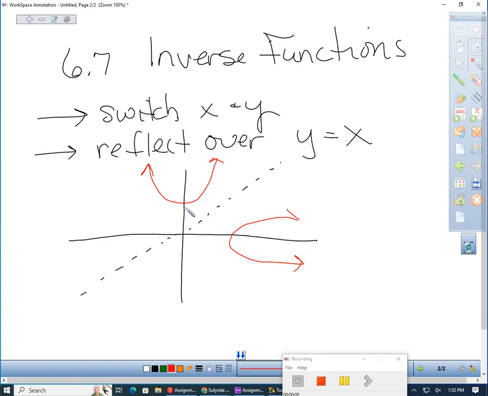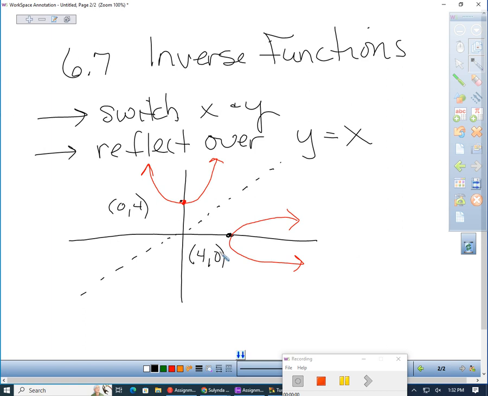So for example, let's say the vertex to that parabola right there is the point 0, 4. When that reflects over, the vertex of it over here is actually 4, 0. The x's and y's flip. Okay, so that's what we're going to talk about today.